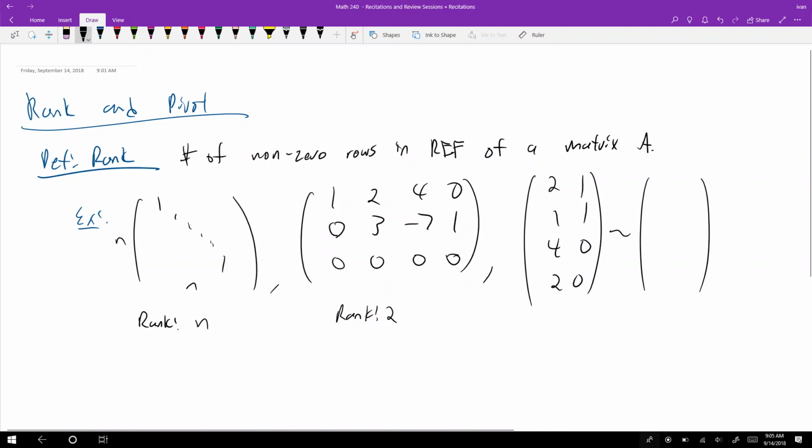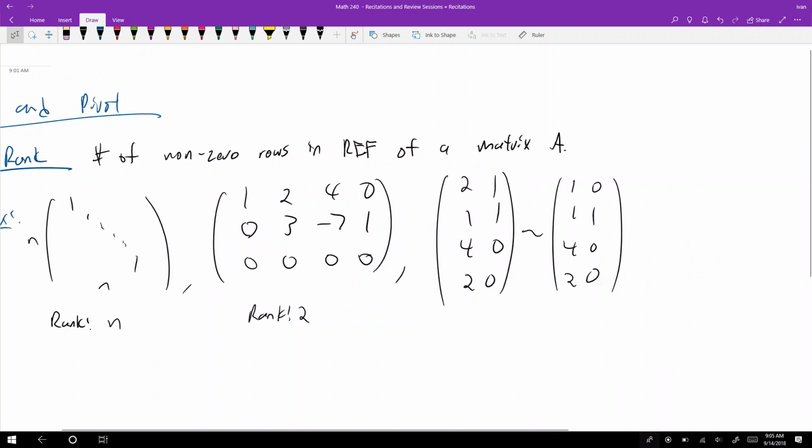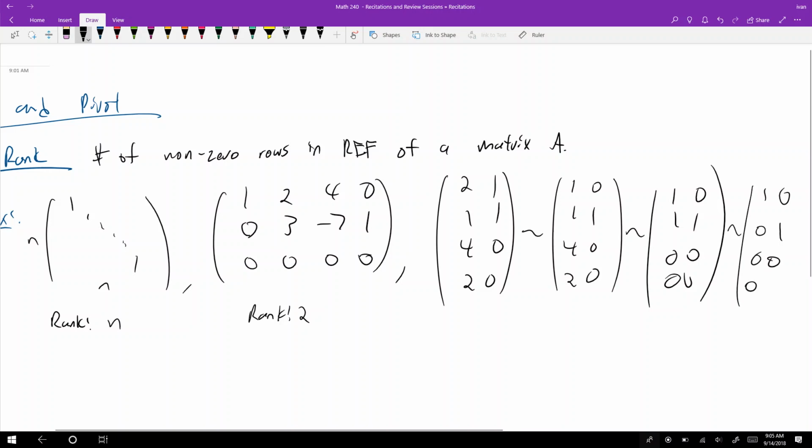And so if I do row 1 minus row 2, we end up with 1, 0, 1, 1, 4, 0, 2, 0. And then we realize, hey, we can just kill the last 2 rows now with the first row. And so this becomes 1, 0, 1, 1, and a bunch of zeros. And then finally, to do proper row echelon form, I want to zero out that entry. And so row 2 minus row 1 gets me 0, 1. Okay, and then the rank we find is 2.